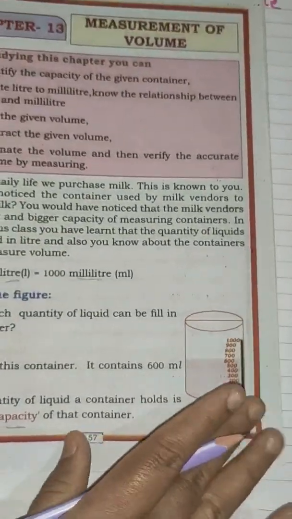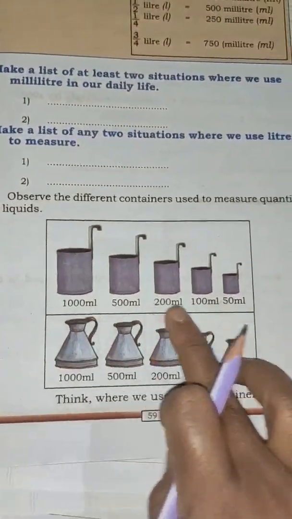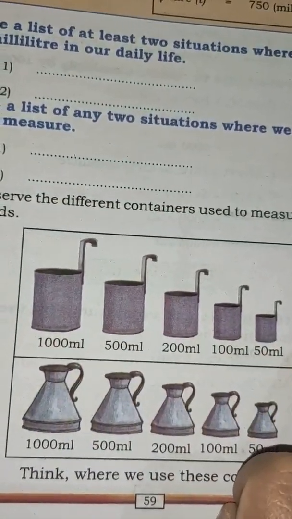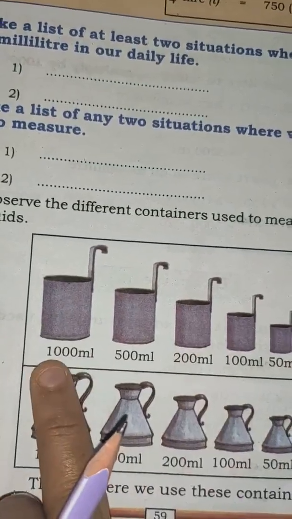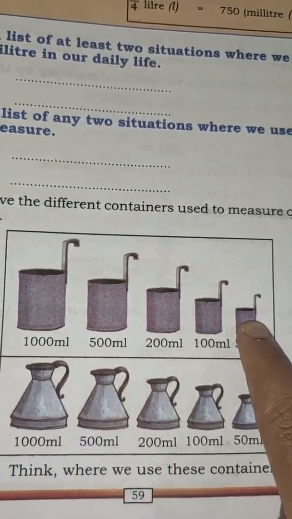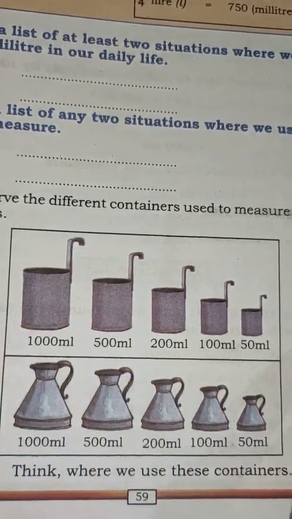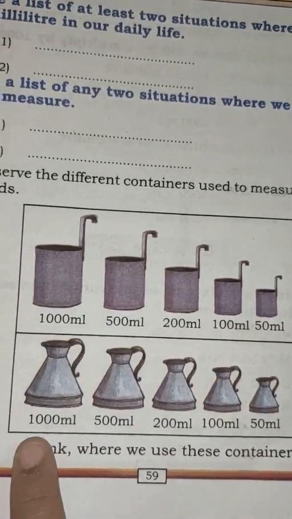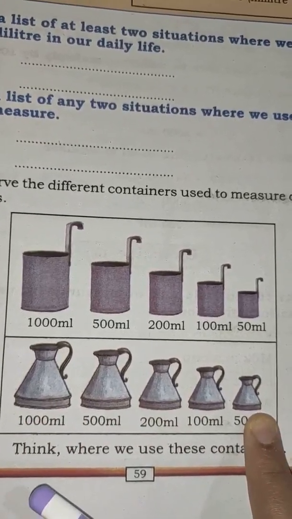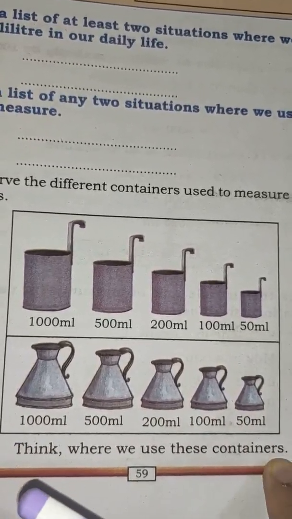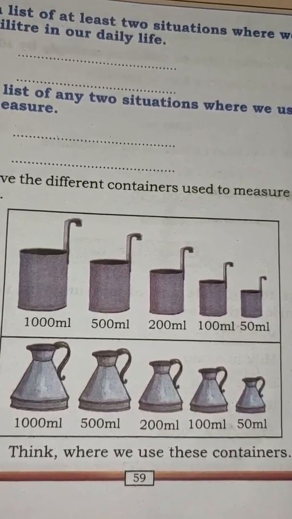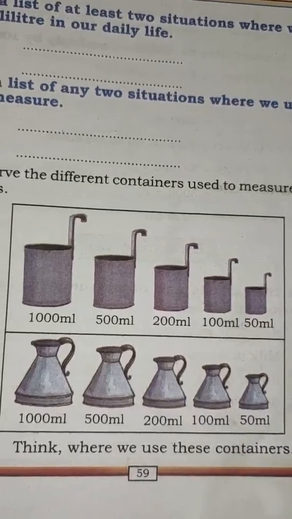So children, this is the kind of container you can see which is used by the milk vendors to measure the milk. And these are also types of measuring containers, used by persons who sell kerosene. You might have seen them.